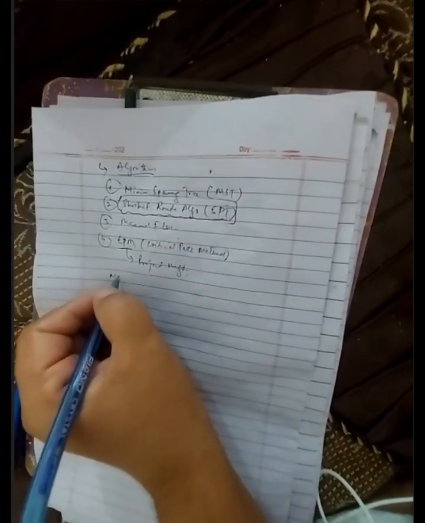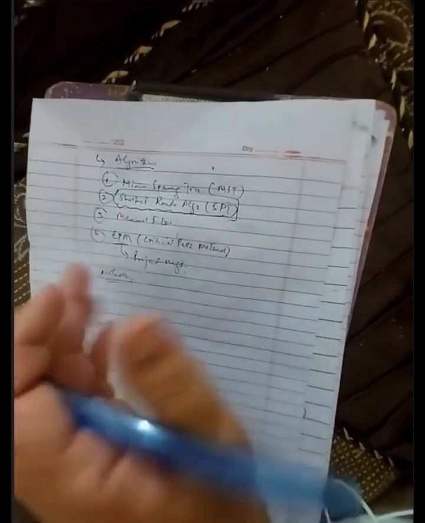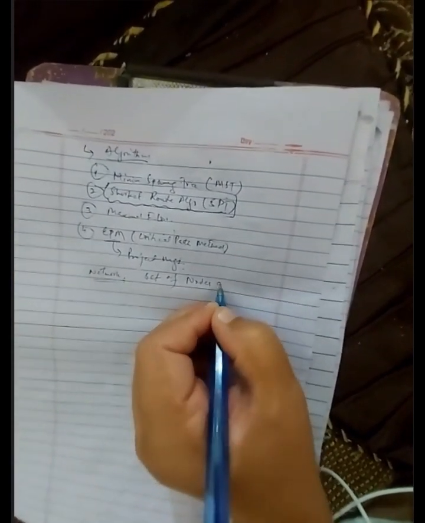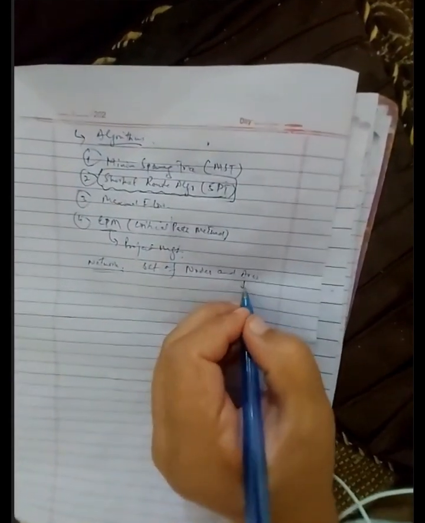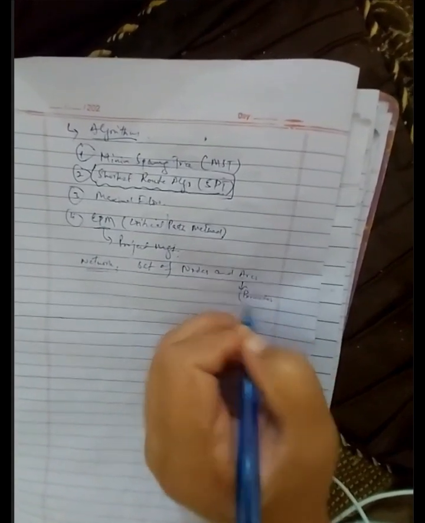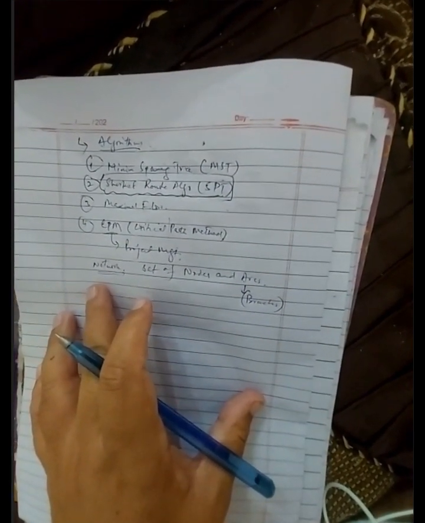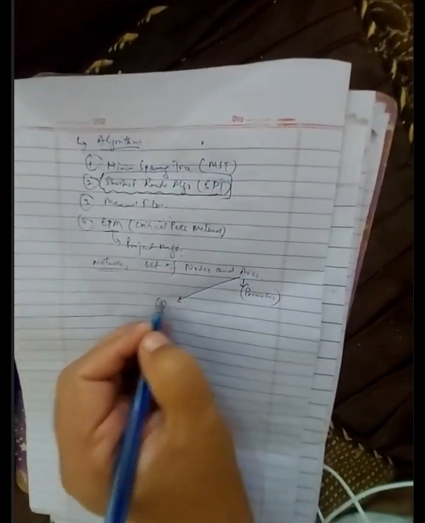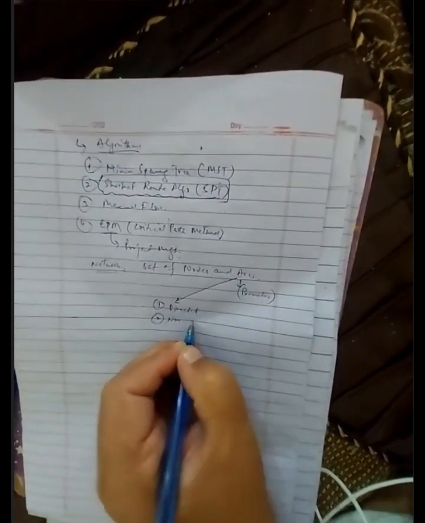Okay, now what do we mean by network? A network is actually a set of nodes and arcs. Arcs can also be defined as branches. And we have two kinds of arcs. The first kind is directed, and the second one is non-directed.